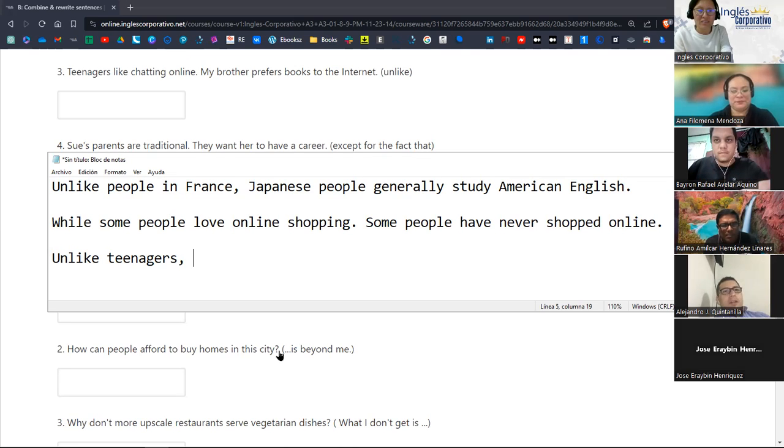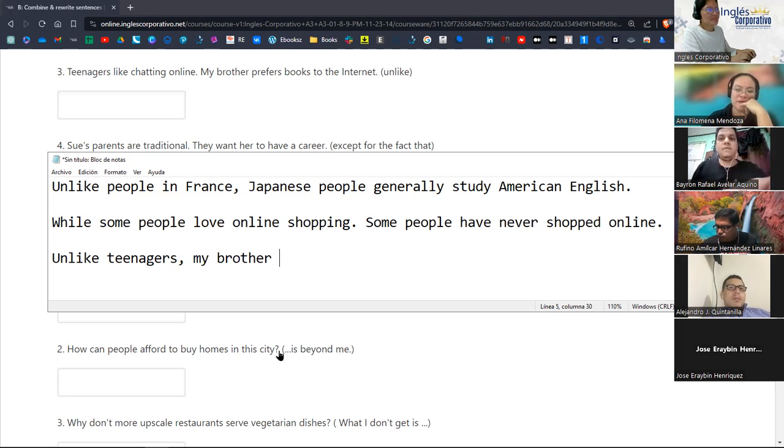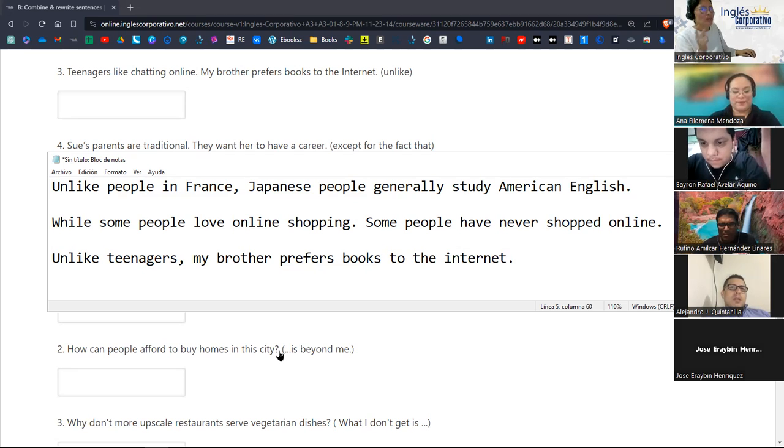Unlike teenagers, like sharing online, comma. Me perdí. Repitan. Unlike teenagers, like sharing online. Or no, just unlike teenagers. No, because acuérdense que aquí, chicos, probablemente a veces los libros asumen que uno sabe. Pero aquí estamos haciendo una reduction. Estamos reduciendo cosas. Entonces, para no repetir lo mismo en una y en la otra, decimos, unlike teenagers, my brother prefers books to the internet. Excellent. Muy bien. Unlike teenagers, my brother prefers books to the internet. La plataforma ofrece dos opciones. La otra opción que les ofrece es esta.